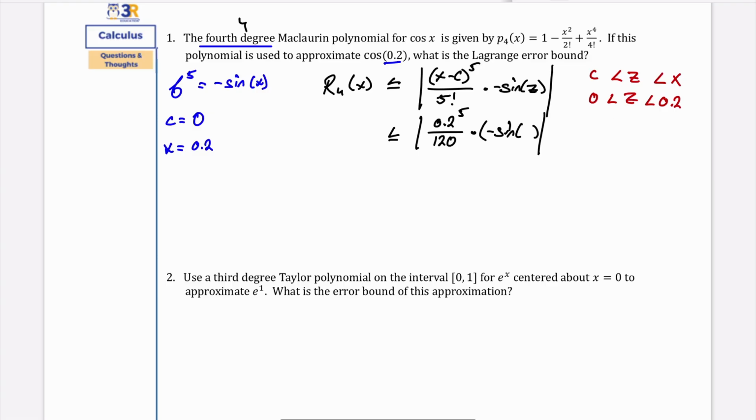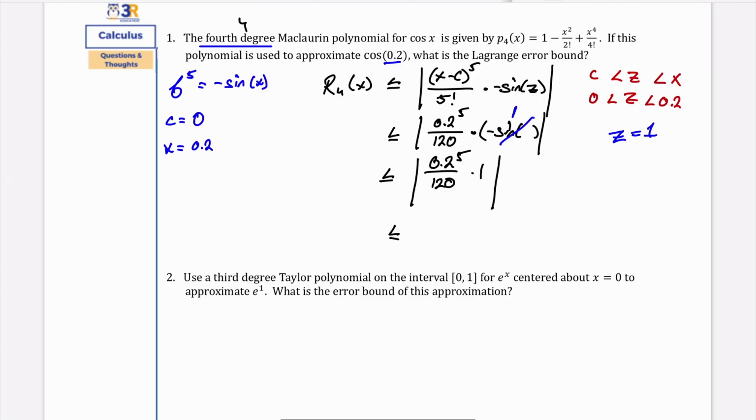But the College Board has said, don't worry about it. Anytime you see a sine or a cosine, just make z equal to 1. So we're just going to go ahead and make negative sine 1. Okay, now we can finish and find our error bound. So it's going to be the absolute value of 0.2 to the 5th over 120, and we're just multiplying it by 1, don't have to worry about it.